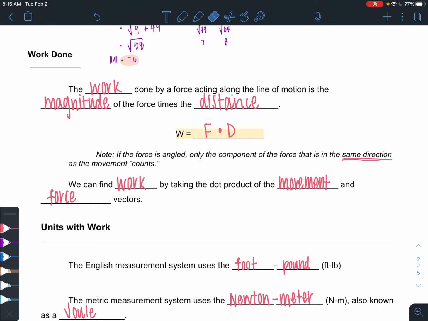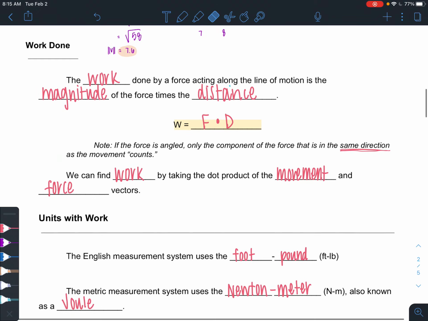So this is going to play into some of the problems that we're going to do. We can find the work by taking the dot product of the movement and force vectors. Before we begin, here are the units. The English measurement system uses the foot-pound, and the metric system uses the Newton meter, also known as a joule.